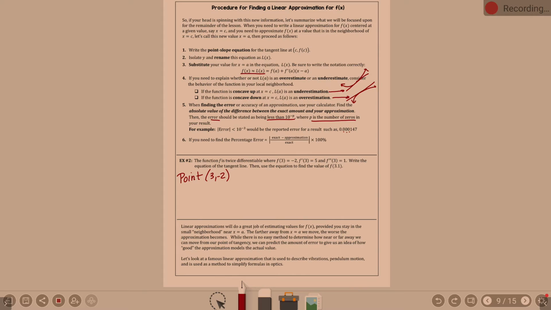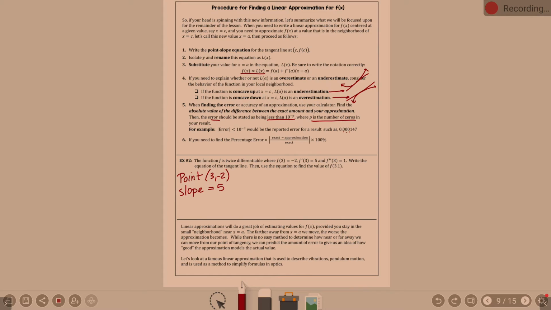What does f prime of 3 equals 5 tell me? The slope of the tangent line is 5, right? That'd be 5 when x equals 3. So we're talking about the slope of the tangent line at x equals 3, because all the information they give us is at x equals 3.